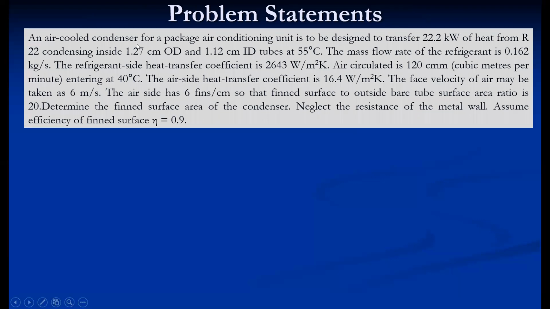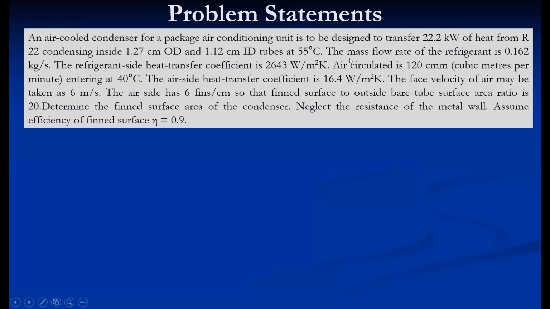So an air-cooled condenser for a package air conditioning unit is to be designed to transfer 22.2 kilowatt of heat. So the condenser capacity is given, that is 22.2 kilowatt of heat from R22 condensing. For R22, condensing inside a tube with 1.27 cm OD, outer diameter is given, and 1.12 cm ID at 55 degrees Celsius. So 55 degrees Celsius is the condensing temperature, and the condenser is to be designed to transfer the heat 22.2 kilowatt.